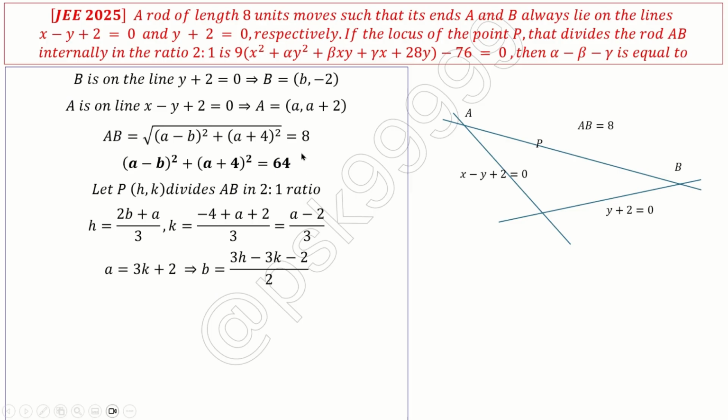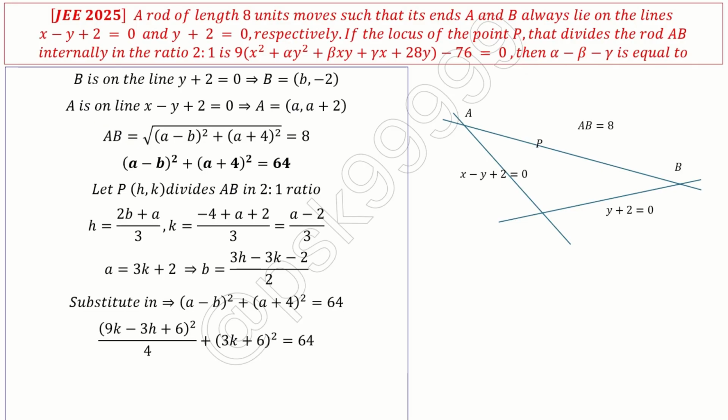Now I have another equation here in terms of a and b. I will replace with h and k because I need the locus of (h, k). Correct. So if I replace in this one, this is what I'll get. If I simplify this and write it in the same fashion as the equation given here, it looks something like this: 9 times h square plus 13k square minus 6hk minus 4h plus 28k equal to 76. Now I will compare it with the given equation, which is this one.